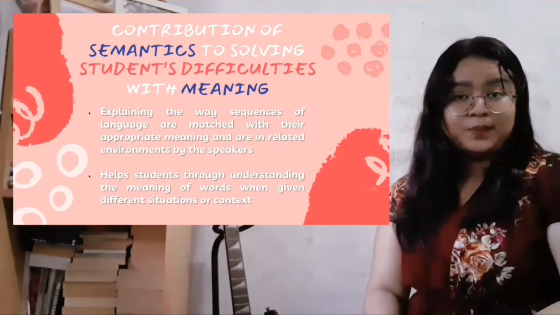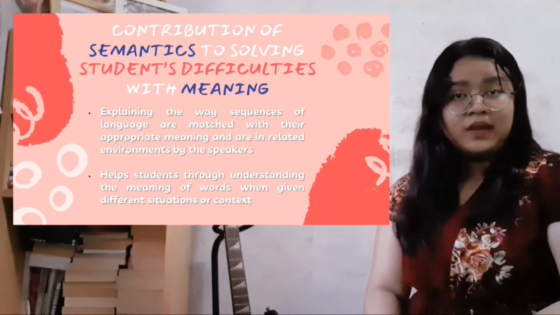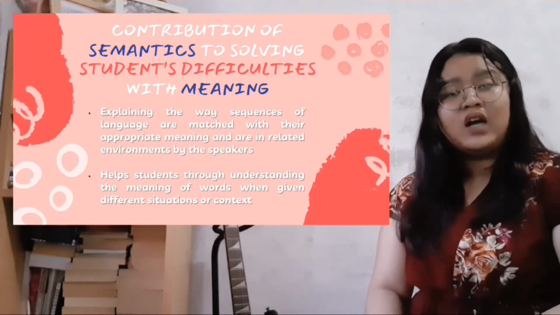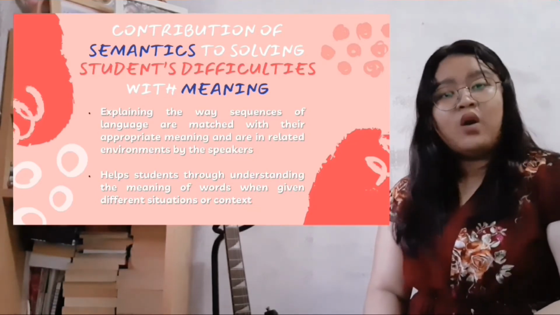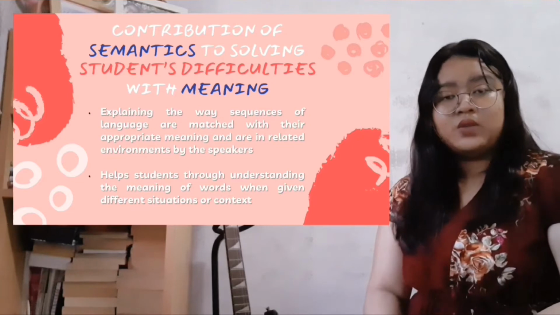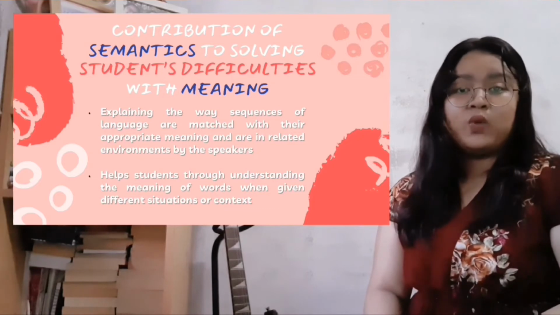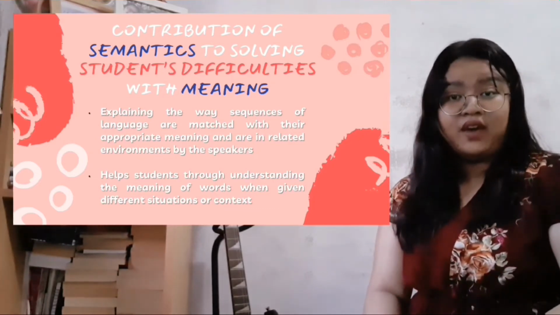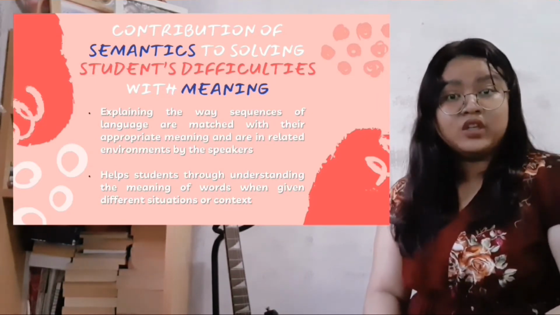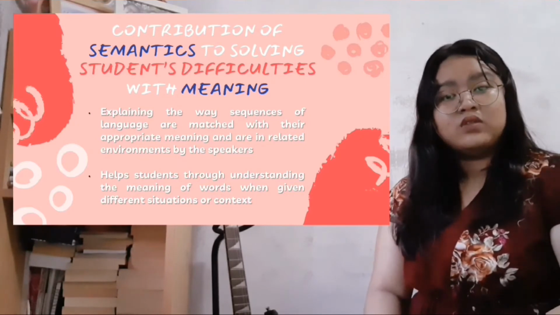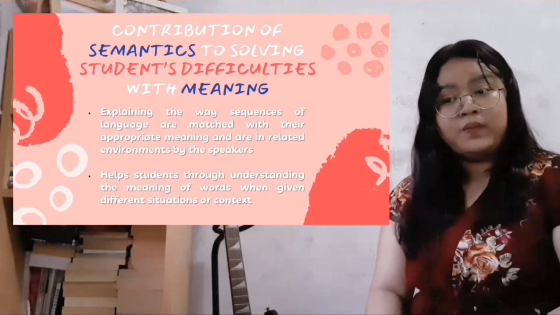Firstly, semantics explains how sequences of language are matched with their appropriate meaning. Next, semantics also decides meaning and how meaning is related to the patterns of a sentence. So, semantics helps us to decide which words are suitable to be used when somebody wants to convey a certain meaning through a sentence. So, when somebody has knowledge in semantics, this will help them in distinguishing which words are appropriately used.